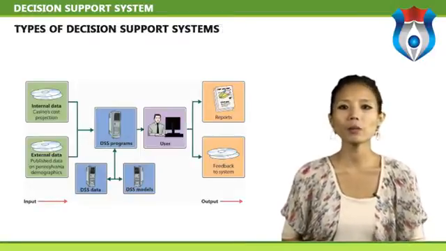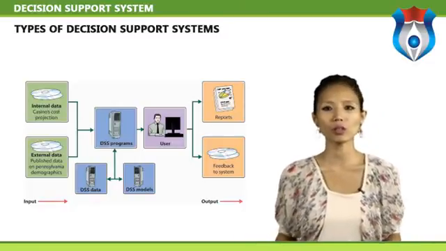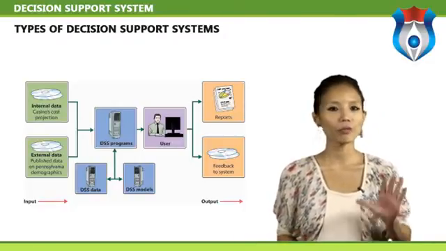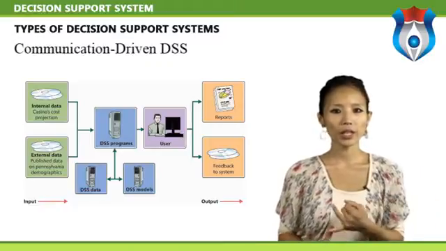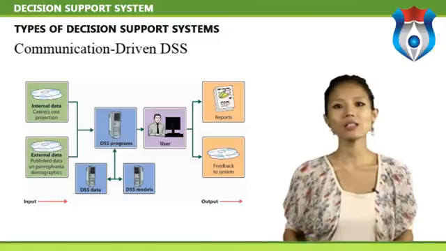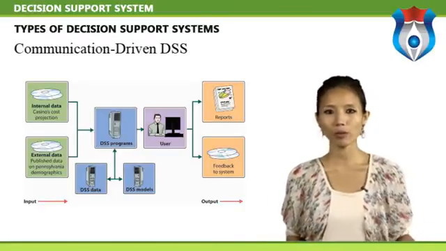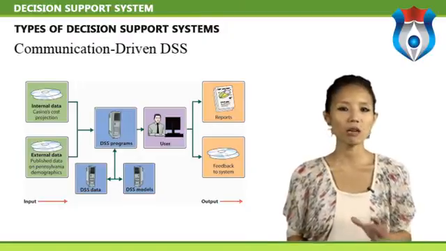Now we will study the types of decision support system. There are a number of decision support systems. These can be categorized into 5 types. Communication-driven DSS. Communication-driven DSS is a type of DSS that emphasizes communication, collaboration, and shared decision-making support.